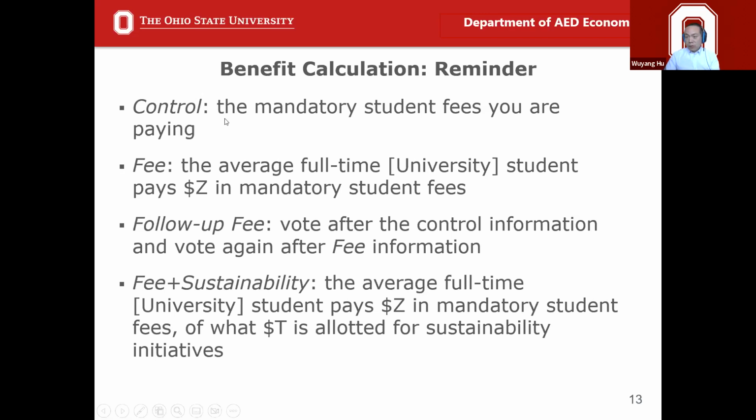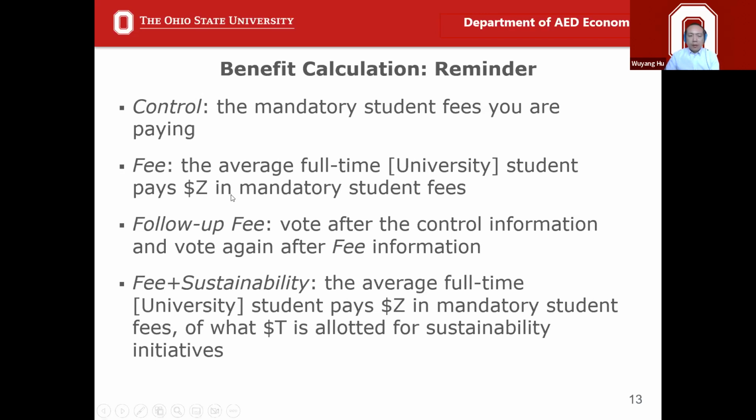The first treatment we call the control. We only inform students about the mandatory fees they're paying. I think at that time, in 2018, LSU charged about $2,000, OSU about $900, and UK, Kentucky, about $600 to $700. So we remind folks. You would imagine every student would know this number. Once upon a time they may have known it, but over the years they may not be aware of it anymore. So we remind folks of the student fee they're already paying. That's the first treatment.